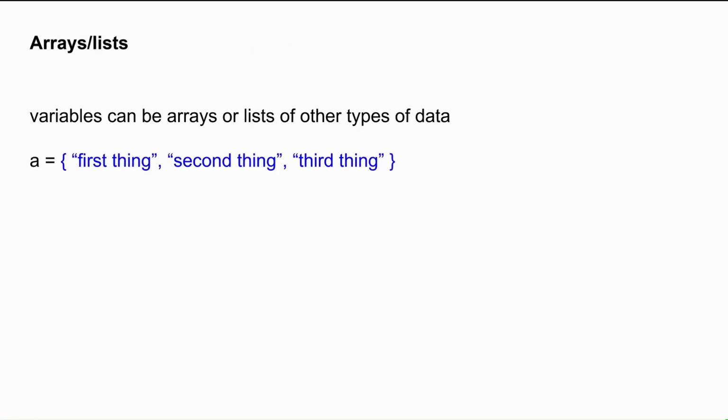There is another type of data we can store in a variable called array or list. We won't make a difference between array and list in this course. Arrays store a collection of other types of data. For example, an array can store a collection of strings, like the variable a here. The variable a is storing a collection of 3 strings: first thing, second thing, and third thing. In the array fruits, we are storing again 3 strings, representing 3 different fruits: orange, banana, and strawberry.